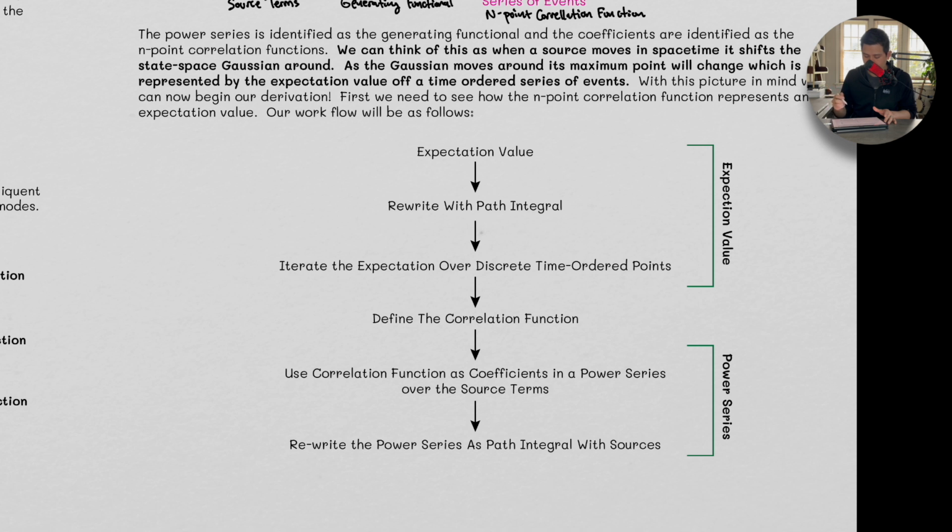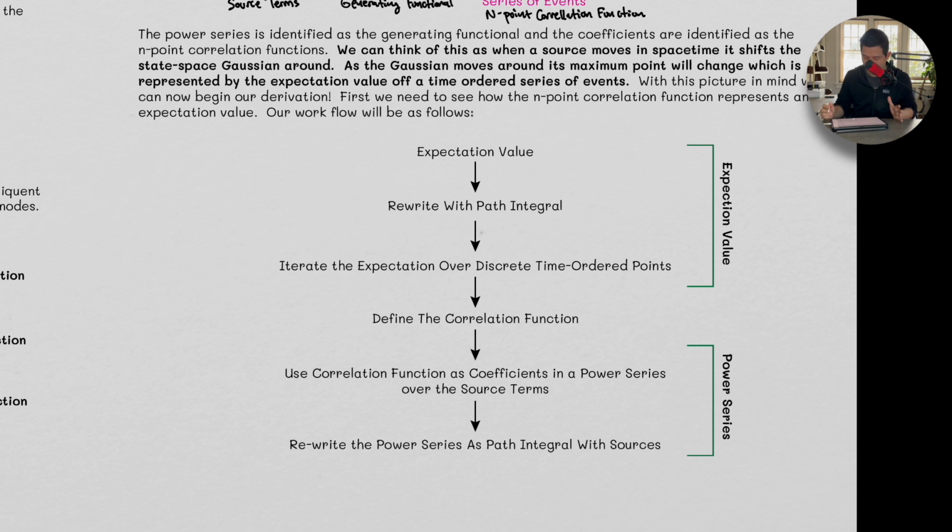So we're going to start off with defining an expectation value. We kind of know what that is going to look like already. We've talked about expectation values on this channel before, so that's not going to be too difficult. We're going to then rewrite it with the path integral. We're going to iterate this thing over a discrete time-ordered series of events. And then we're going to be able to define our correlation function.